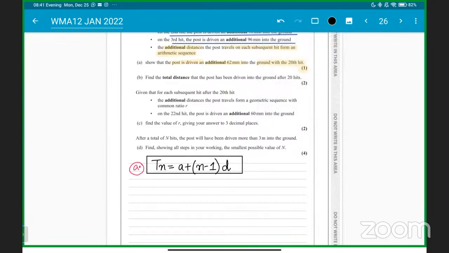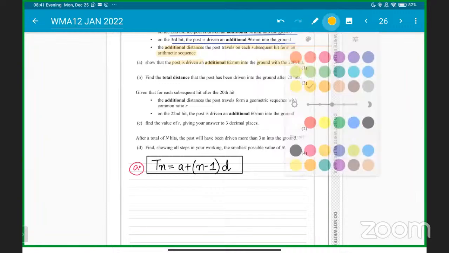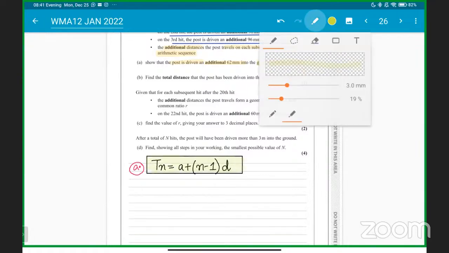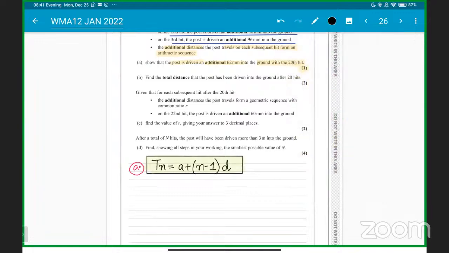As I said, next class we solve the complete paper from question number 1. Maybe we'll split it into 2 classes, or maybe I'll do it in 1 class. We'll see.